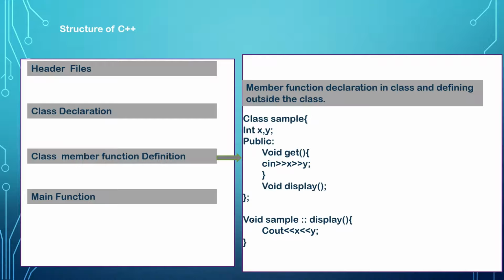So now we will see how to define a member function outside the class. Void is the return type, then the class name, scope resolution operator, function name, and parameter list, and a block of statements. This is how we have to define it outside.